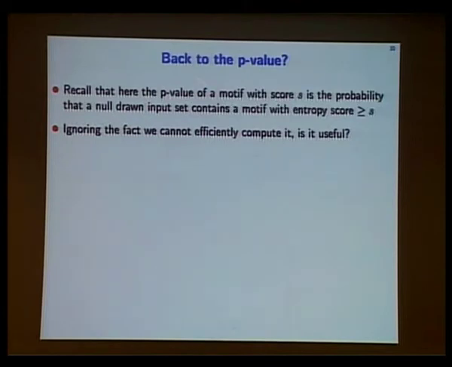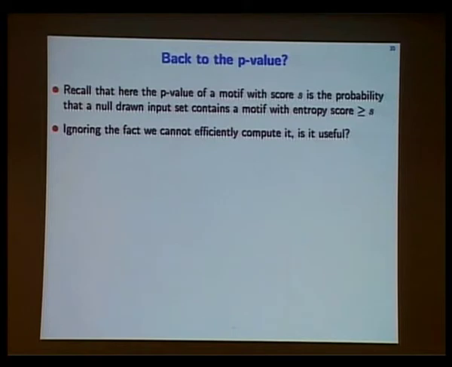So the p-value, remember, for a motif with score S is the probability that a newly drawn input set contains a motif with entropy score greater or equal to S. So ignoring the fact, I told you I don't know how to compute it efficiently, but ignoring that fact.